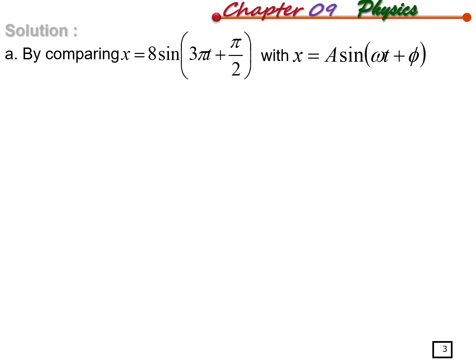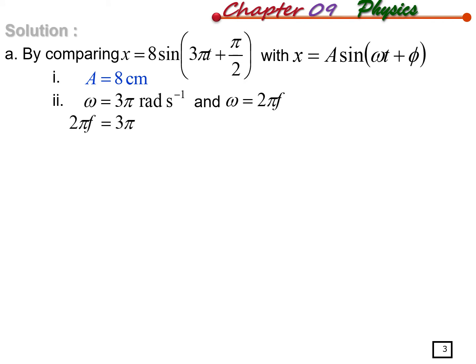with the standard equation. By doing the comparison, we can obtain the amplitude, which will be equivalent to 8 cm. And then omega will be equivalent to 3 pi radian per second. And then we know that omega is equivalent to 2 pi f, so therefore we can conduct the calculation to determine the value of frequency.